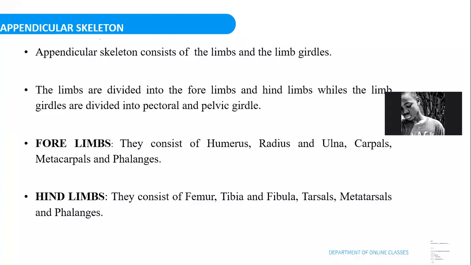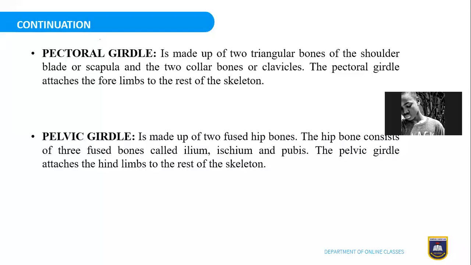Now let's look at the second part of the appendicular skeleton called the limb girdle, okay? When we talk of limb girdles, they are bones that allow the limbs to attach themselves to the axial skeleton. They are bones that allow the limbs, you know the limbs I'm talking about, your hands and your legs, to attach themselves to the axial skeleton.